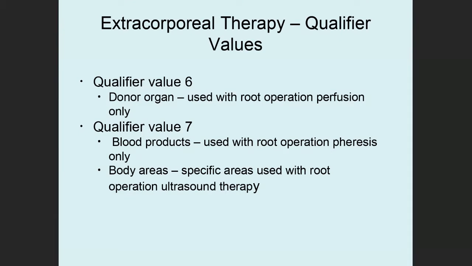In most cases, the seventh character qualifier is no qualifier. The exceptions for this are pheresis and ultrasound therapy. So the qualifier in these cases might be blood products or body areas. For root operation pheresis, the qualifier is blood products such as platelets, plasma, or stem cells. For root operation ultrasound therapy, the qualifier is a body area such as heart or blood vessels.